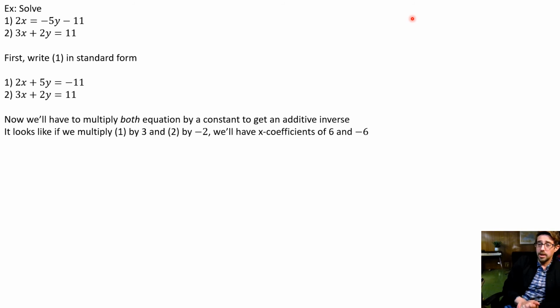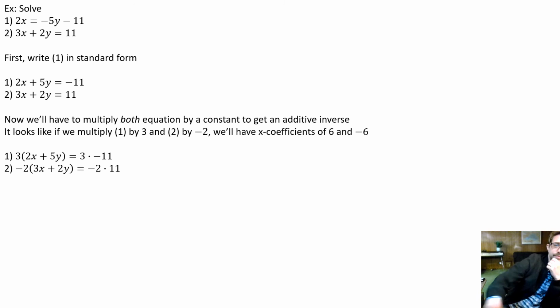Again, not the only way to do that. You could have gotten these coefficients to be 10 and -10, and it would have worked. You would have gotten the same answer. So this is just the way I'm doing it. I'm taking equation 1, multiplying it by 3, taking equation 2, multiplying it by -2, so that the coefficients I get are 6 and -6. You could do it the other way around and have the coefficients be -6 and 6, and it would work fine. All right.